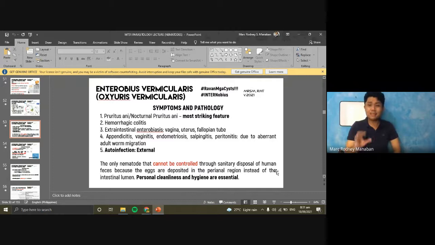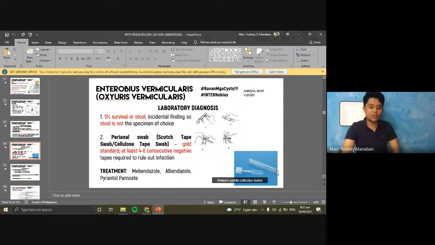So it's not similar to your Ascaris and Trichuris, whose prevention is more on proper waste disposal and proper sanitation practices, okay? But of course, it's still best to follow hand washing. Still, majority is good personal cleanliness and hygiene. All right. So that's for the symptoms and pathology of Enterobius vermicularis.